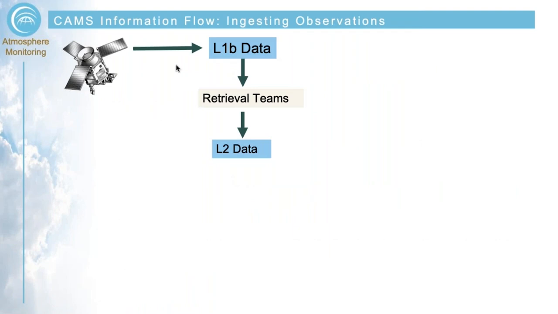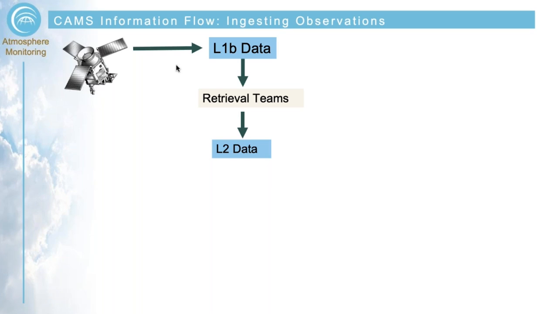In terms of taking in observations, we have an information flow which is important for being able to make sure that we make the best use of the available observations and that they actually provide a positive impact in improving the accuracy of the forecasts that we provide. So typically from a satellite instrument, you get different levels of data, which are denoted here. So level 1B data is typically what the satellite is measuring. And this is some form of electromagnetic radiation, either thermal infrared or ultraviolet or visible light coming from the atmosphere or reflected back from the atmosphere.